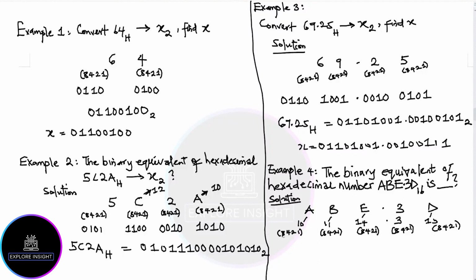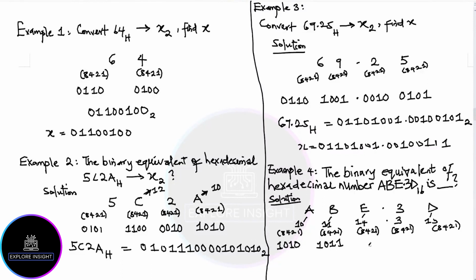Now for 10, what can sum up to give us 10? It's actually 8 plus 2. So 8 and 2 will be turned on, whereas 4 and 1 will be turned off. So at the end of the day, our 10 will be 1, 0, 1, 0. Moving over to 11, 8, 2, and 1 will sum up to 11. So 8 plus 2 plus 1 will give us 11. So therefore, 4 will be turned off. So we have 1, 0, 1, 1.